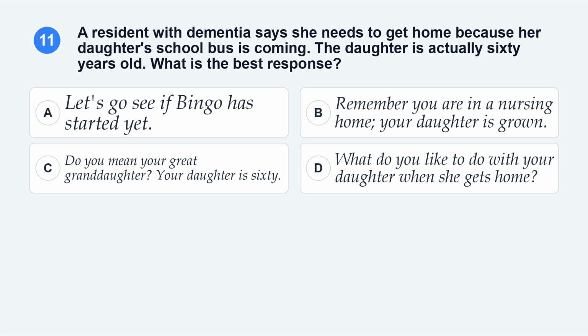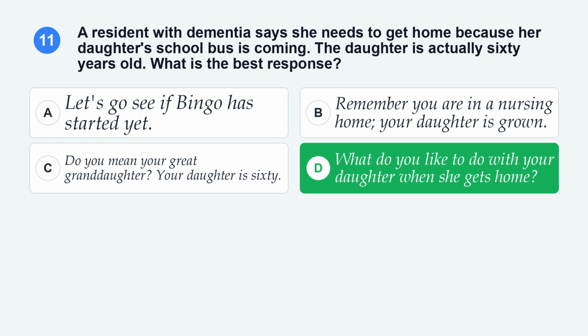Option A. Let's go see if bingo has started yet. Option B. Remember you are in a nursing home, your daughter is grown. Option C. Do you mean your great-granddaughter? Your daughter is 60. Option D. What do you like to do with your daughter when she gets home?